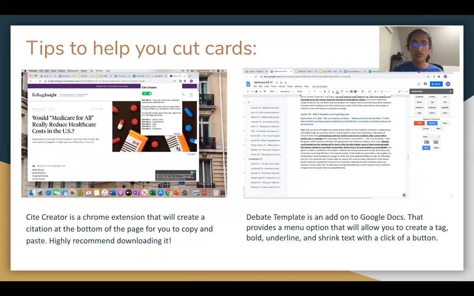So here's a couple of more resources. We have Site Creator, which is a Chrome extension, and then Debate Template, which is an add-on to Google Docs. Debate Template is my favorite. This is what I use for my block sheet as well. The way that you can put this in is if you go to Help and just type in outline, you'll see an option that says Insert Outline, and then you'll see the pop-up menu, which you can see to the left of that screen right here, and it just makes it super easy to navigate between all of your evidence.